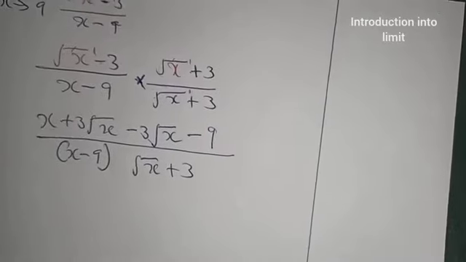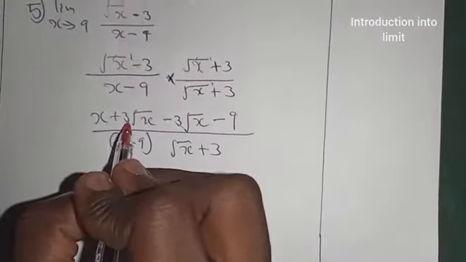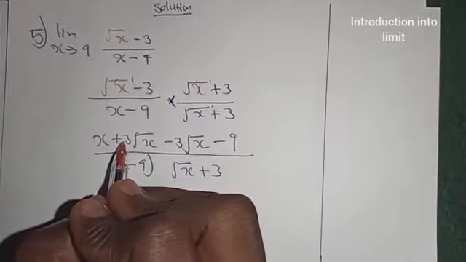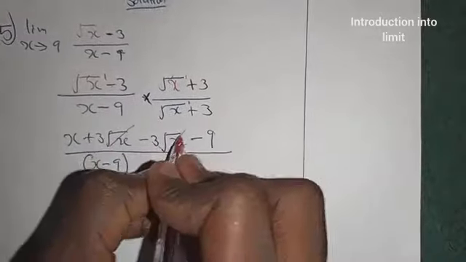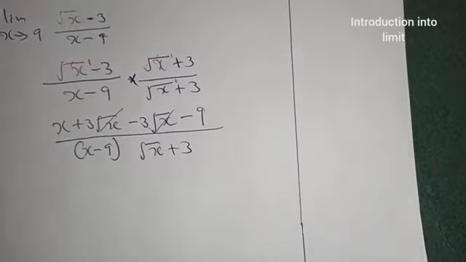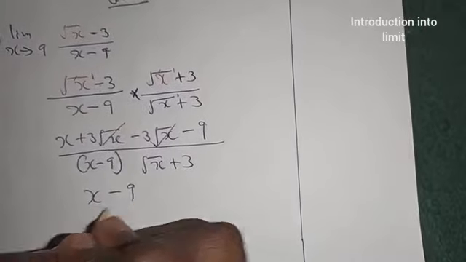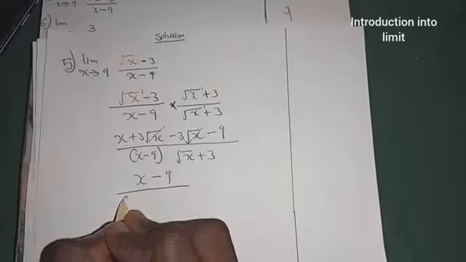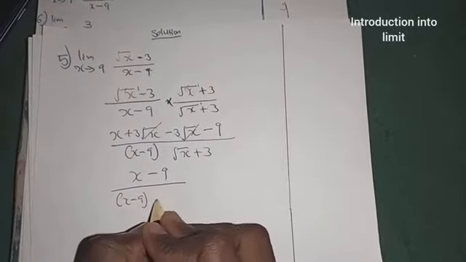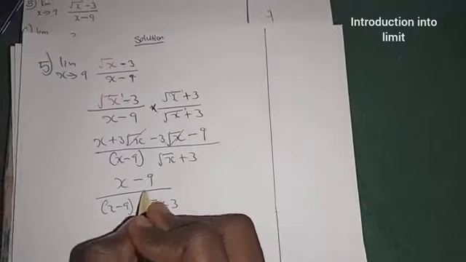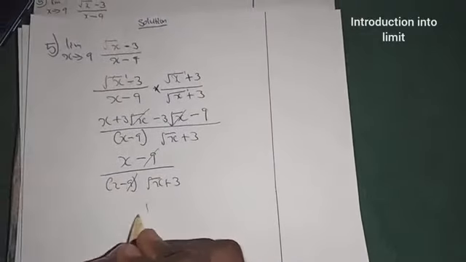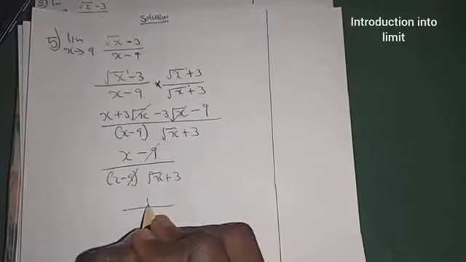So in this solution, this is positive 3 square root of x and negative 3 square root of x, so they will cancel each other. What will remain is x minus 9 divided by x minus 9 and square root of x plus 3. So these are the same, they will cancel and give you 1.